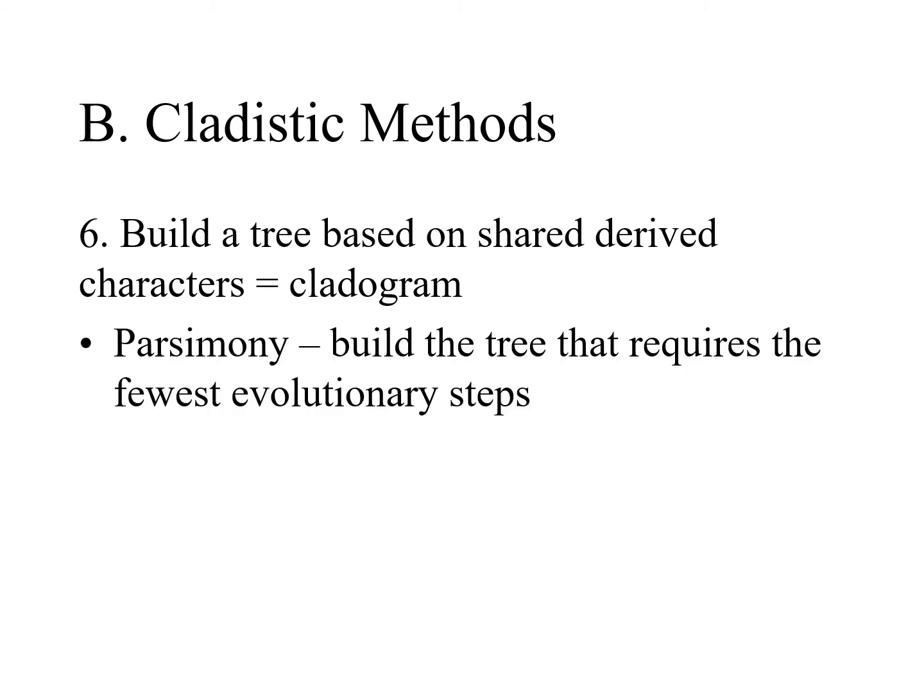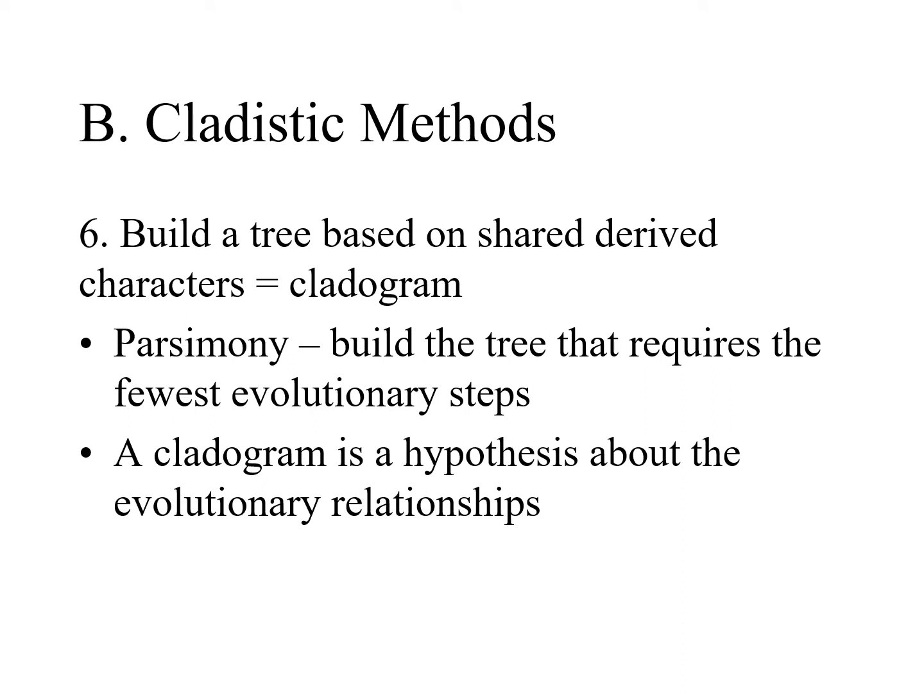And there's a guiding rule in cladistics called parsimony, which means build the tree that requires the fewest events to have happened, the fewest evolutionary steps. Build the simplest tree you can.